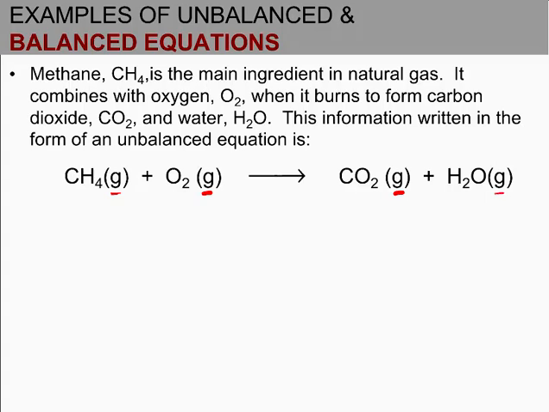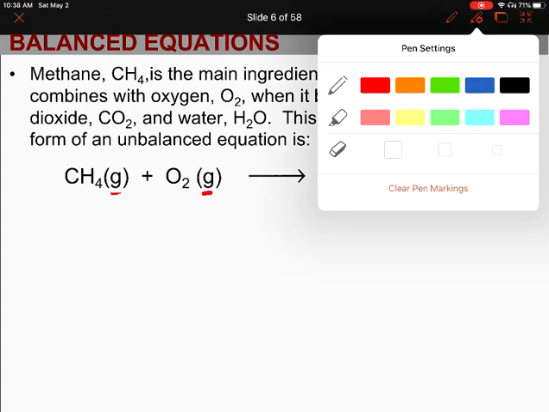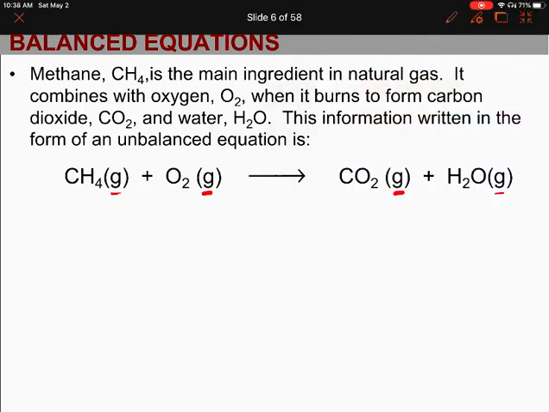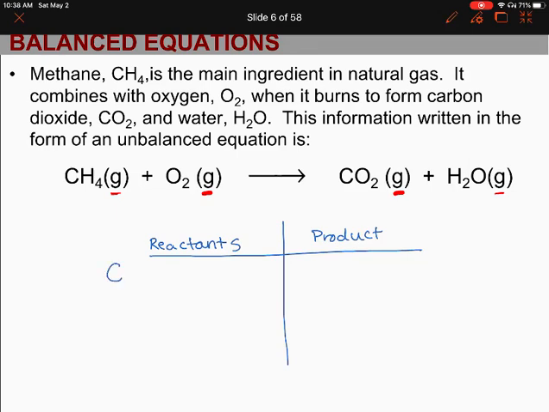Okay, so now let's balance this equation. And we're going to start by writing out a table of what we have. So we'll write out what we have on the reactant side, and then what we have on the product side. So let's start with carbon. So on the reactant side, there's just 1 carbon, and that's in CH4. And then on the product side, we also just have 1 carbon in CO2. All right, so far everything's balanced.